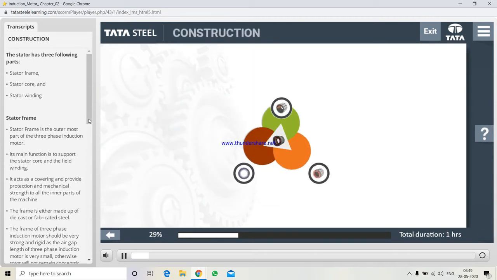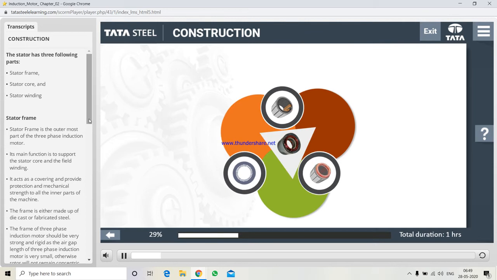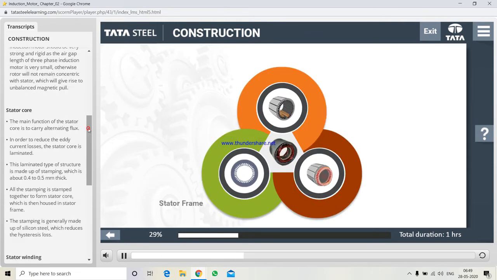The stator has the following three parts: stator frame, stator core, and stator winding. Click each circle to know more.